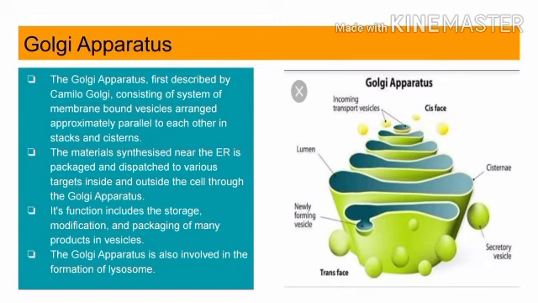Our next topic is Golgi apparatus. The Golgi apparatus, first described by Camillo Golgi, consists of a system of membrane bound vesicles arranged approximately parallel to each other in stacks called cisternae. The material synthesized near the ER is packed and dispersed to various targets inside the cell and outside the cell through the Golgi apparatus only.